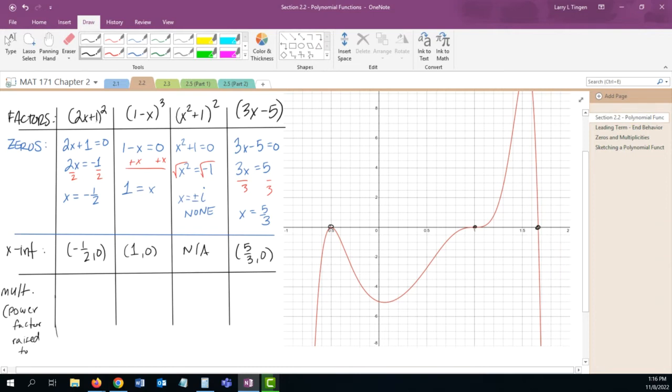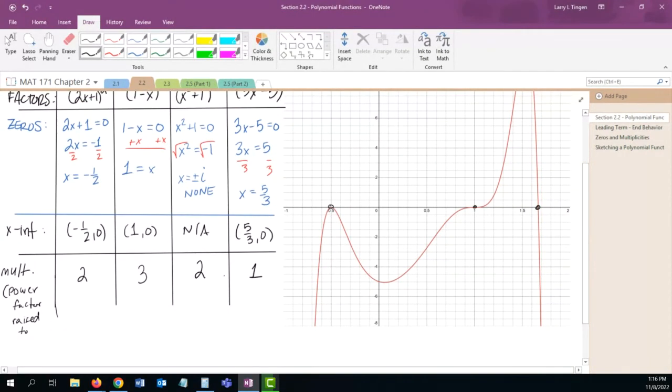My first one is 2x plus 1 squared, so that's to the second power. The next one, 1 minus x, is to the third power. The next one is to the second power. And then the last one, if there's no power up here, what's it understood to be? 1. Great. Now, what do you notice about the behavior? Ignore this one. It does have a multiplicity of 2, but it's imaginary.